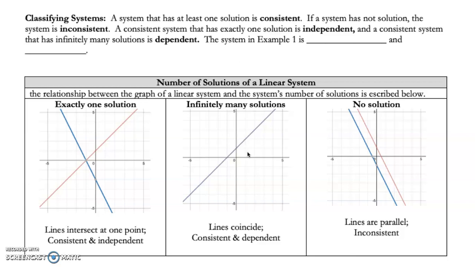So look at the graphic. These show our three different situations for solving a linear system. We can have exactly one solution, like we just did, where lines intersect at one point. We call this system consistent and independent. We can have a system where the lines intersect in many places. They graph right on top of each other. The lines coincide. This is consistent, but a dependent system. And then we can have lines that are parallel, that don't intersect. That means they have no solution, and we call those inconsistent. So these are just some vocabulary, some classification that you'll need to memorize.